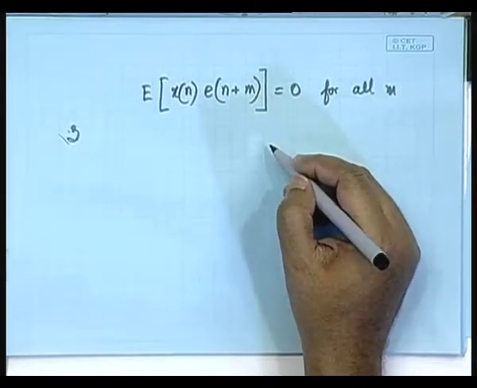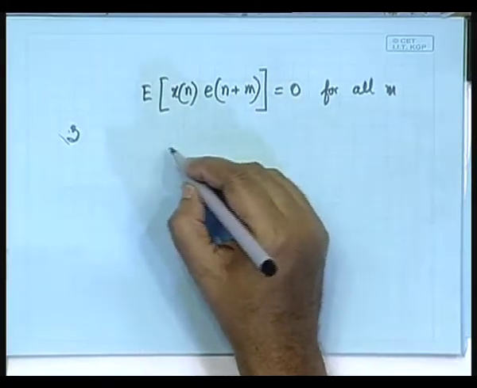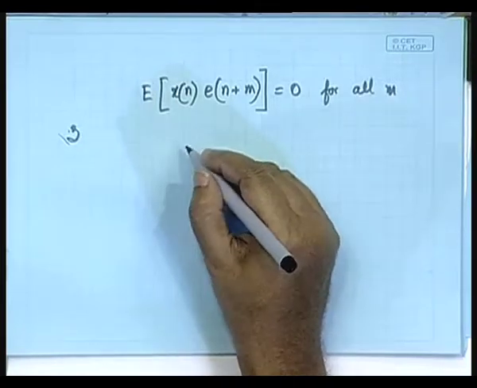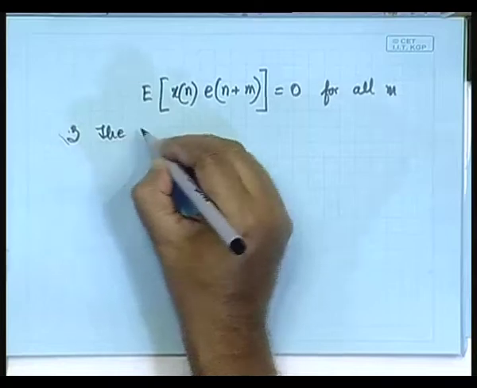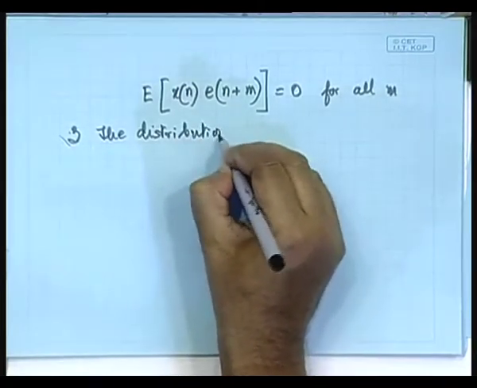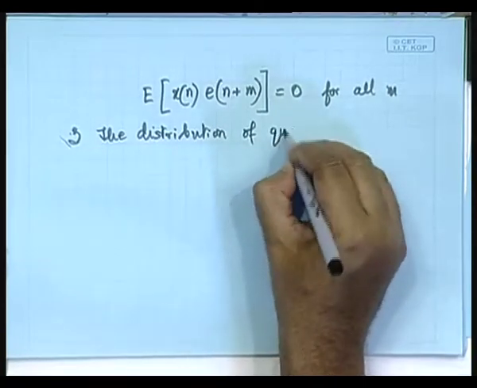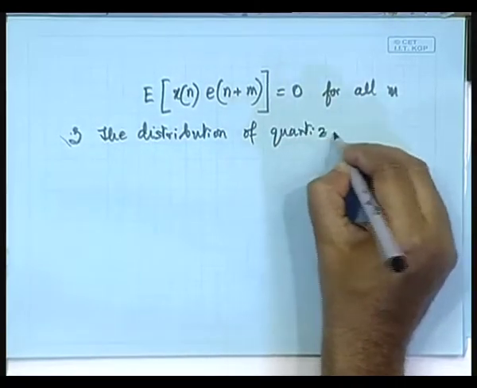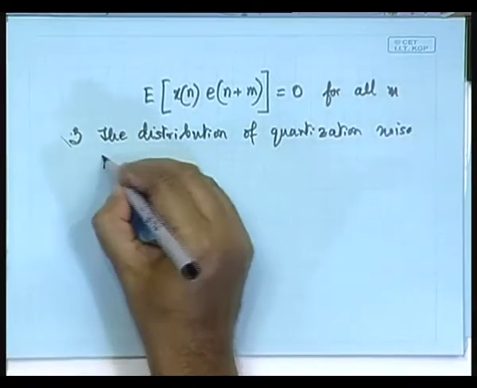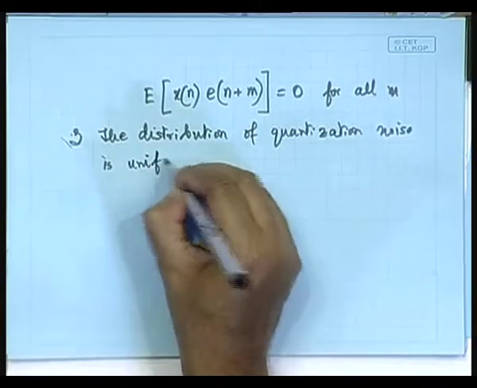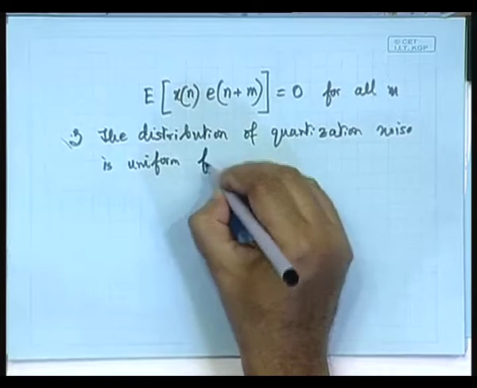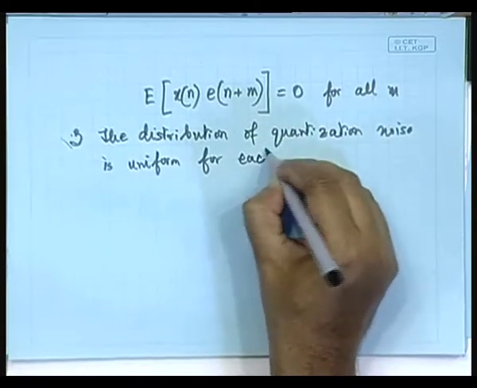And the third is that the distribution of quantization errors is uniform over each quantization interval. So, the distribution of quantization noise is uniform, and it is uniform over all quantization intervals, for each quantization interval.